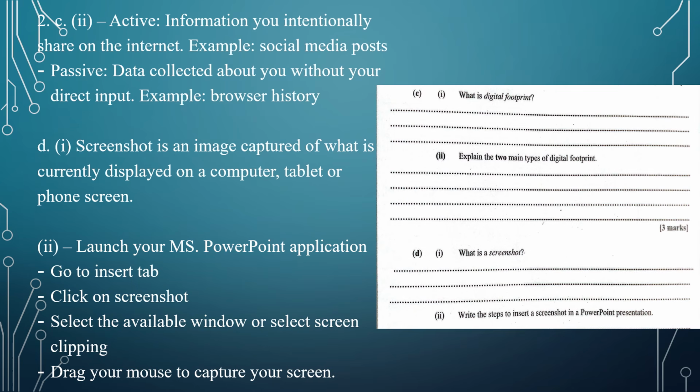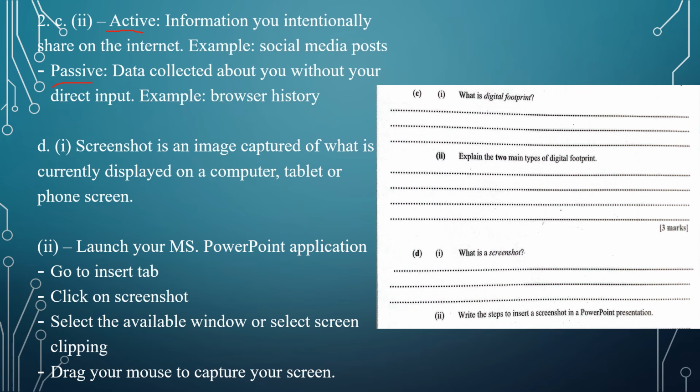And then C I and II is talking about digital footprint. So when we talk about digital footprint, this simply means leaving a trail or traces of data when using the internet. And there are 2 types. That is the active, where you intentionally share your details, and passive, where they are collected by third parties without your direct input or without you entering it directly.